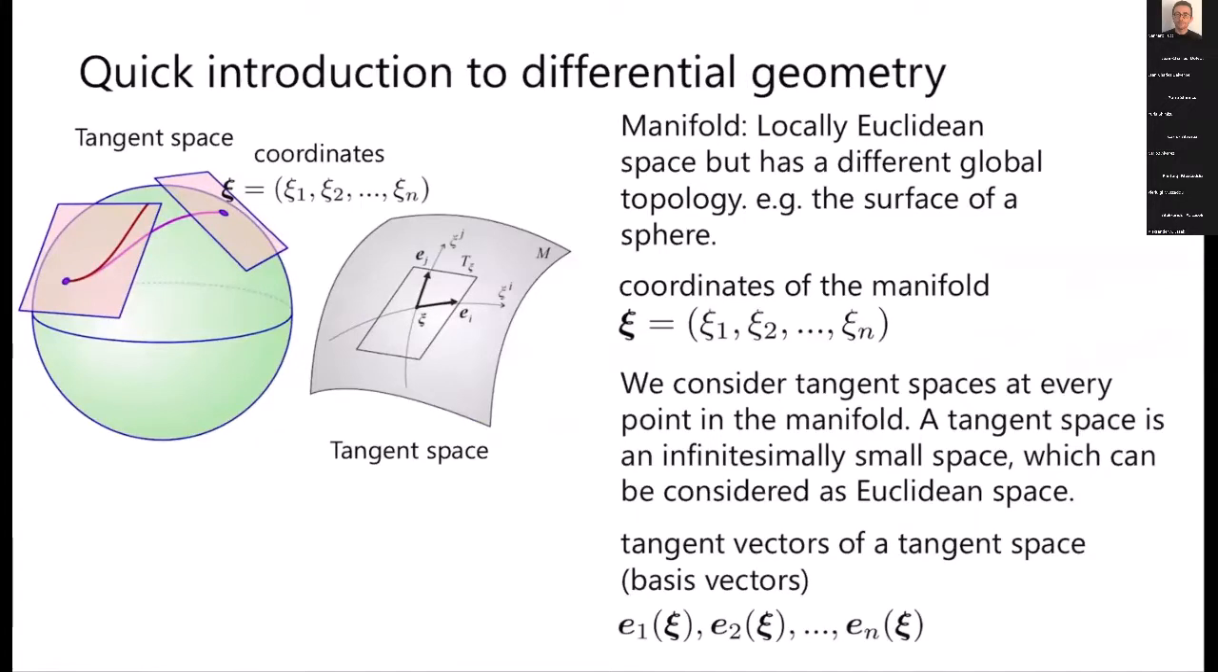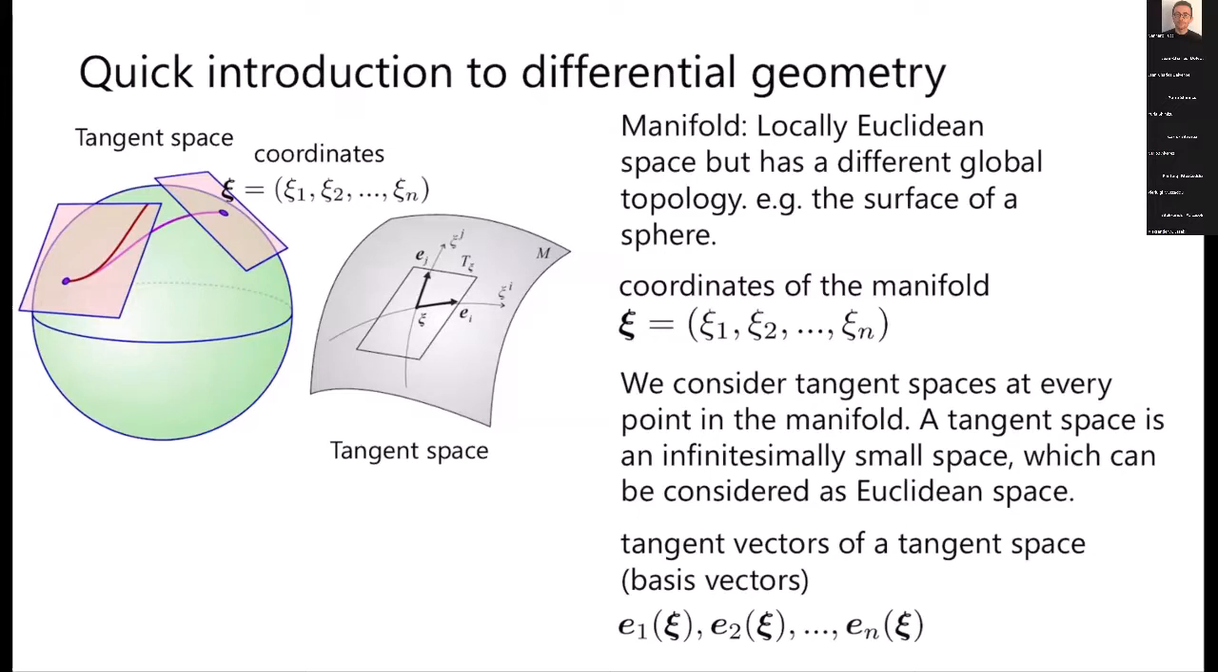In differential geometry, we analyze the so-called manifold, which is a locally Euclidean space but has a different global topology. For example, the surface of a sphere. Locally, it is like a Euclidean space, but globally it is not. It is curved, and it has a totally different topology.